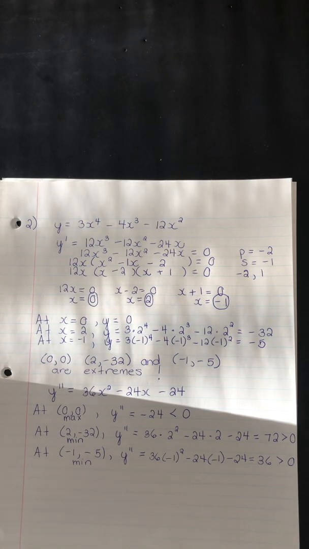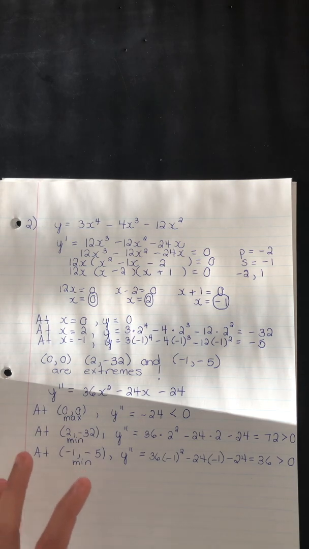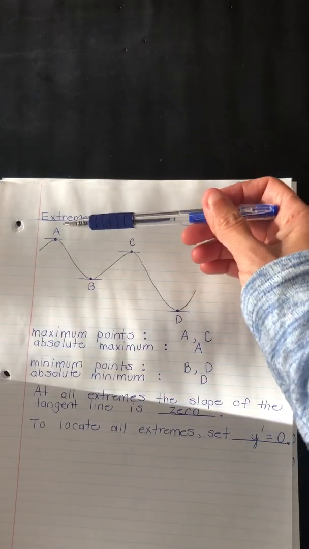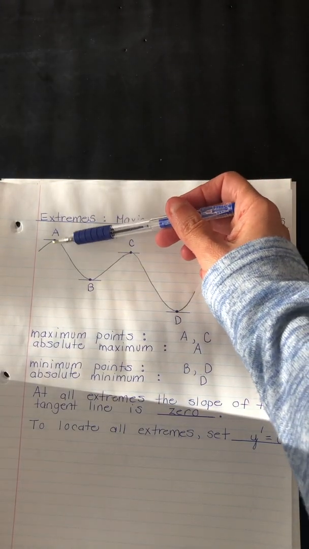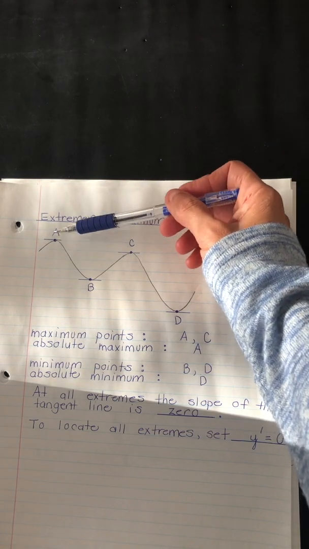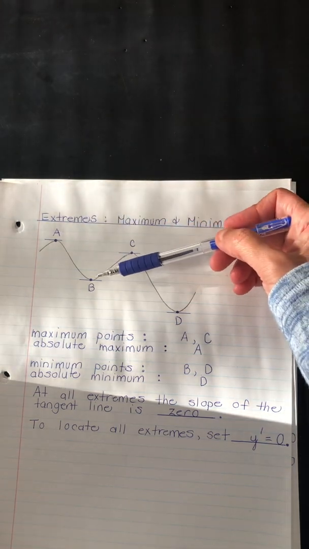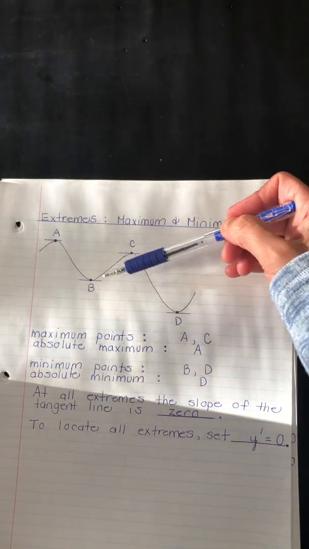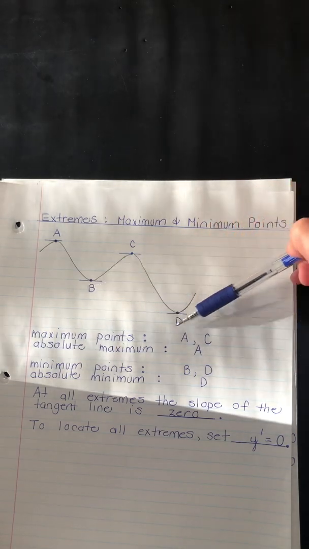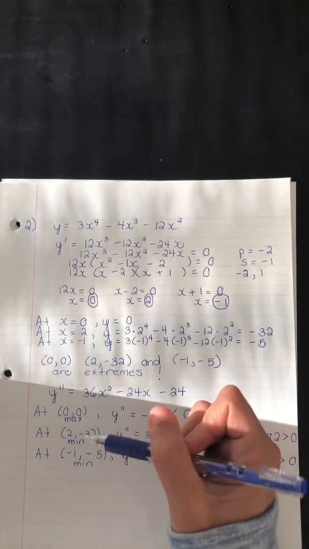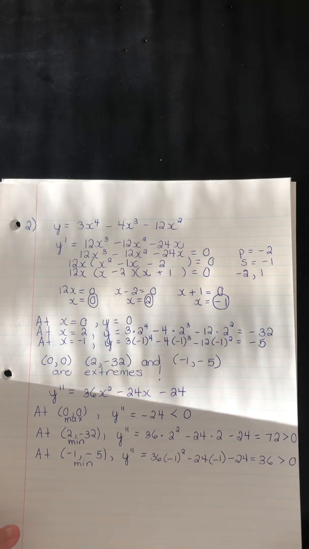Okay, now remember that when you have two of the same type, like we did in our original sketch, we were able to state which was the absolute maximum, and it was the higher of the two peaks. And we stated which was the absolute minimum. It was the lower of the two valleys. So this time we have two minimum points. Which one is the absolute minimum?